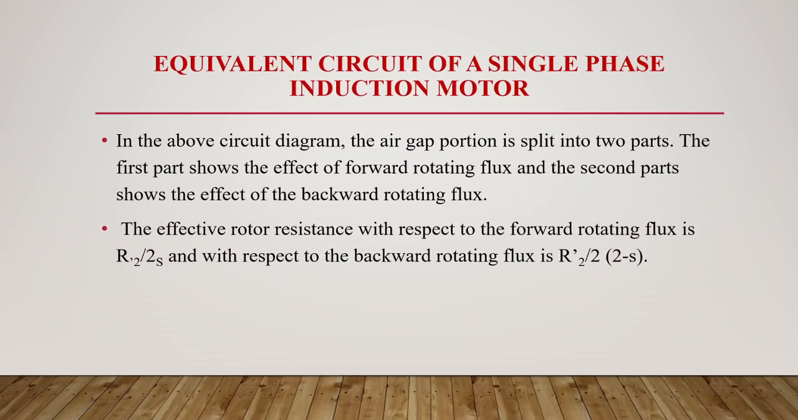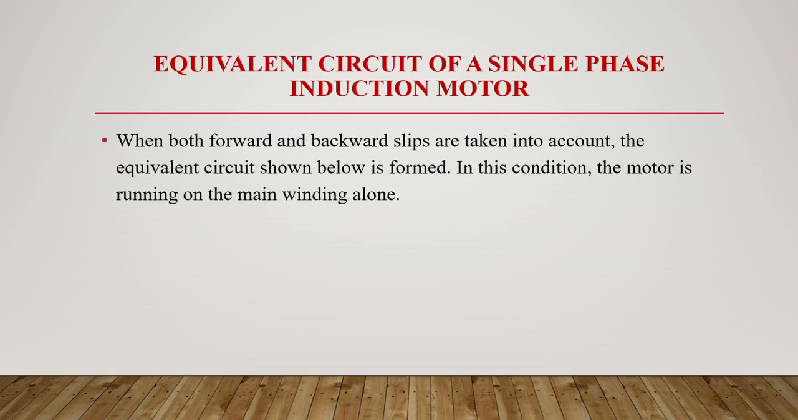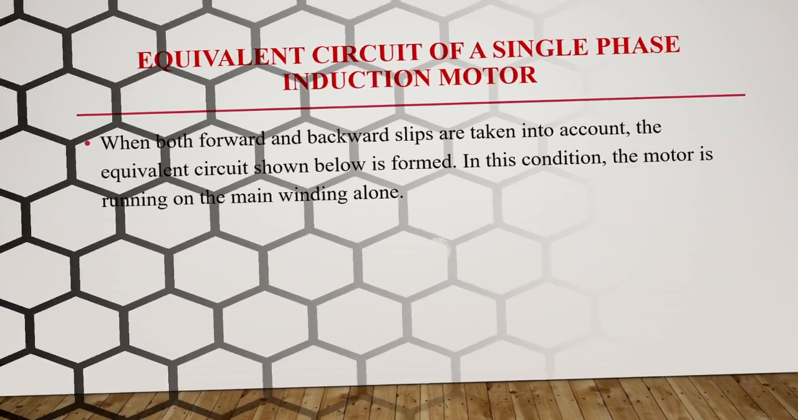So in this circuit diagram, the air gap portion will be split into two parts. The first part will show the effect of the forward rotating flux, and the second part will show the effect of the backward rotating flux. So the effective rotor resistance with respect to the forward rotating flux is R2 dash by 2s, and with respect to the backward rotating flux is R2 dash by 2 into 2 minus s. So when both the forward and backward slips are taken into account, the equivalent circuit will be formed. In this condition, the motor is running on the main winding alone.